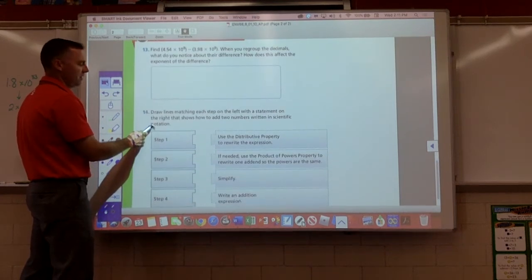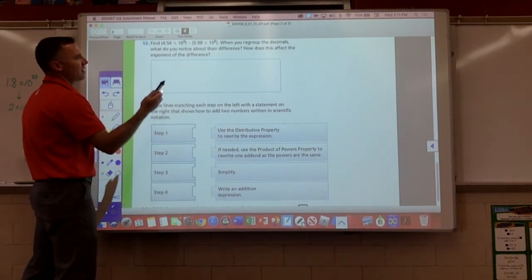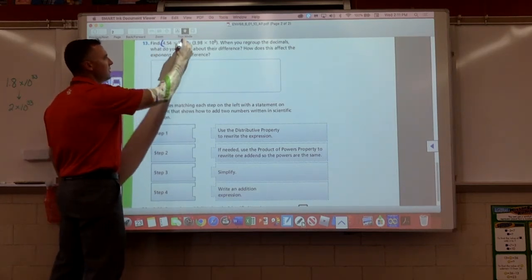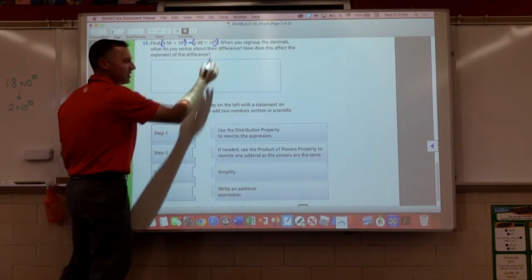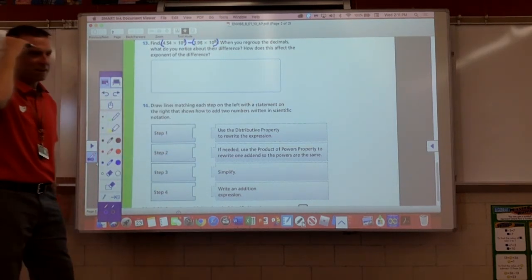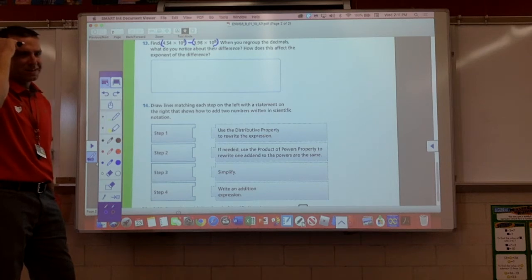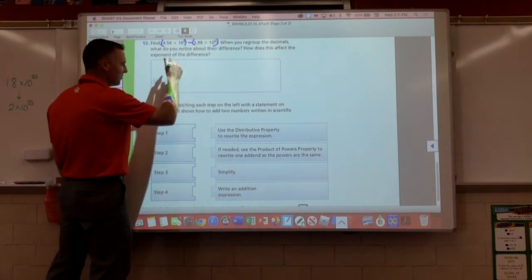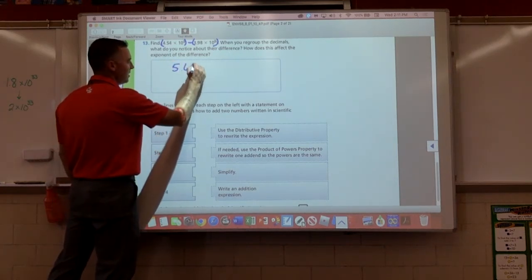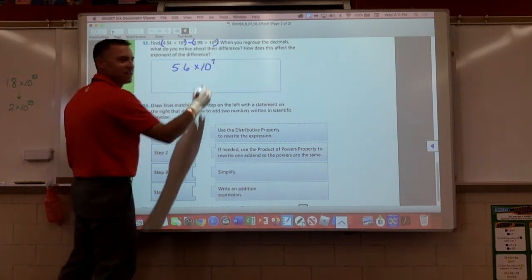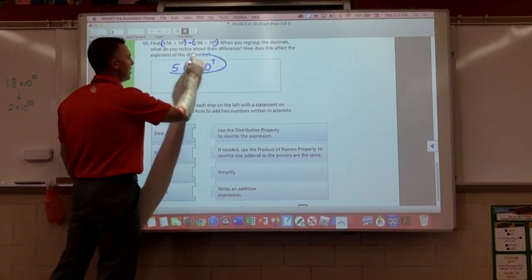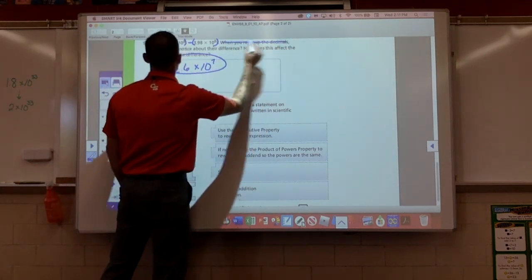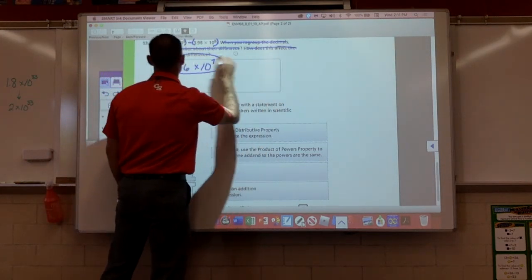Yeah, we're moving on to 13. Find this. Are you kidding me? Type it in, press enter. Put it in parentheses, subtract, press enter. Let me think. I've got to think a little bit longer on this one because we're subtracting, and sometimes that's a little bit harder. But 5.6 times 10 to the 7th power. Okay? We don't need to worry about this, or this, or this.